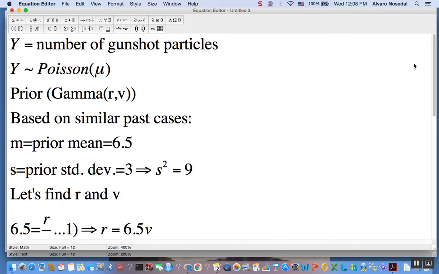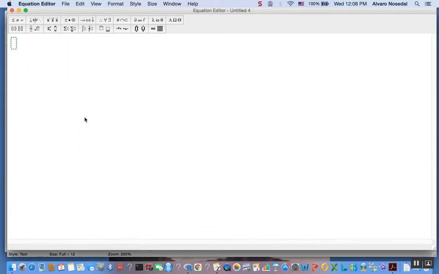Let's talk about the likelihood. Let me open a new one here. So now let's talk about our likelihood. We know that in order to update our knowledge about the parameter of interest in Bayesian statistics, in order to incorporate data coming from experience, empirical evidence, we use that function, the likelihood.